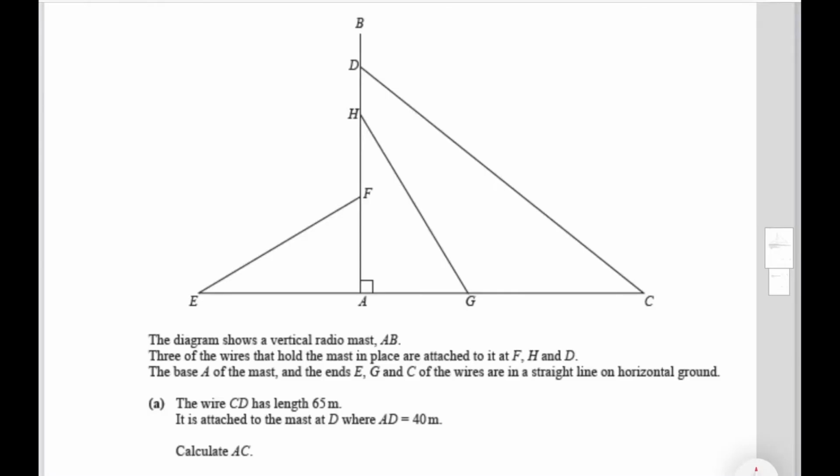Hi guys, so we have an O-level past paper question from the year 2015. The session is October-November. This is question number 5. In this question, we'll use trigonometry to find the lengths and angles. So let's start. In the question, they've given us multiple triangles.